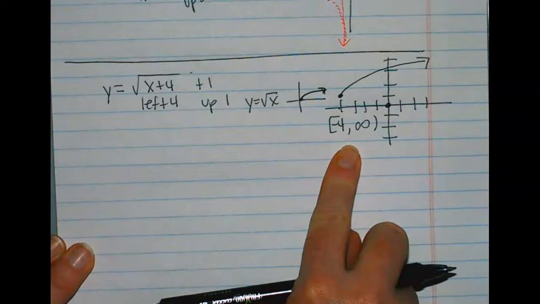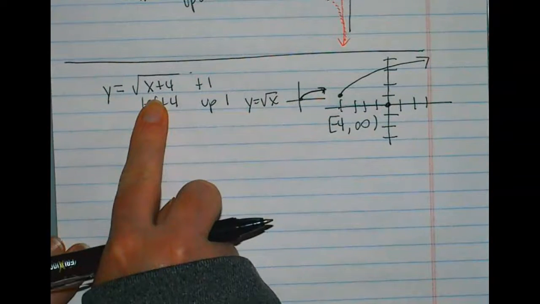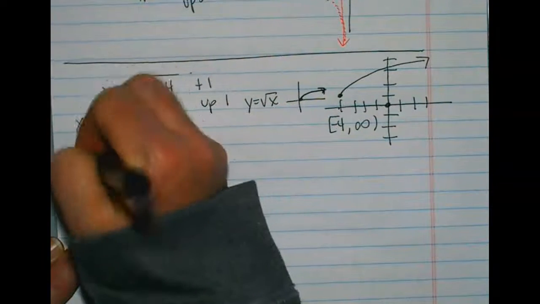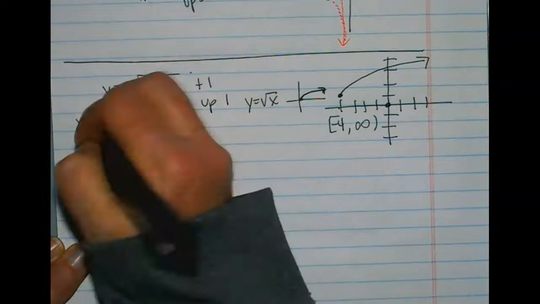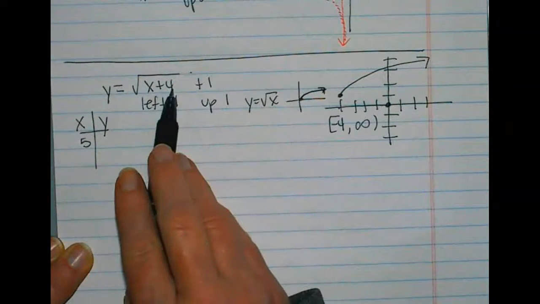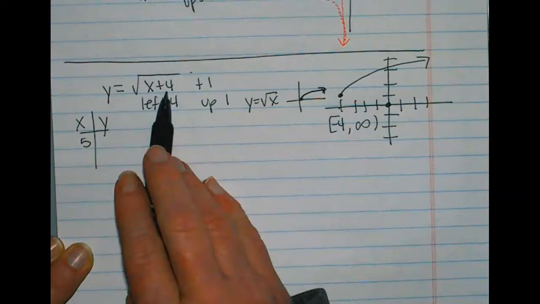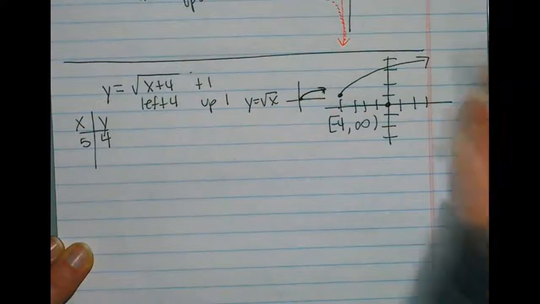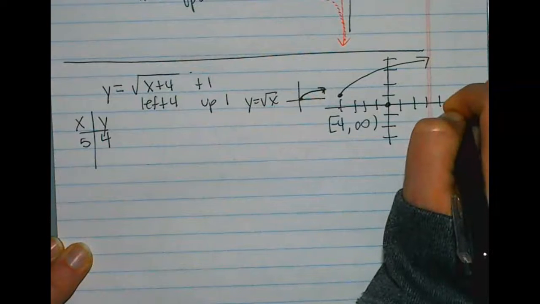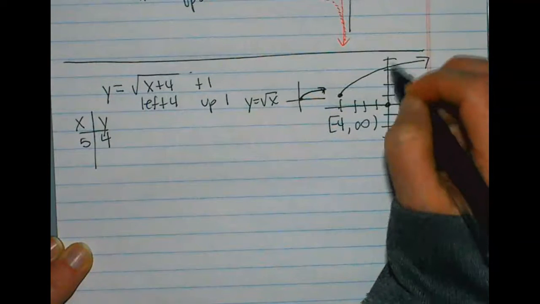You could test other points, but if you're going to make an x-y chart for the square root function, you want to pick numbers that are going to make perfect squares. For example, you might want to try 5, because 5 plus 4 makes 9. The square root of 9 is a number I know. That's 3. 3 plus 1 is 4. So at 1, 2, 3, 4, 5, it's going to be at 1, 2, 3.